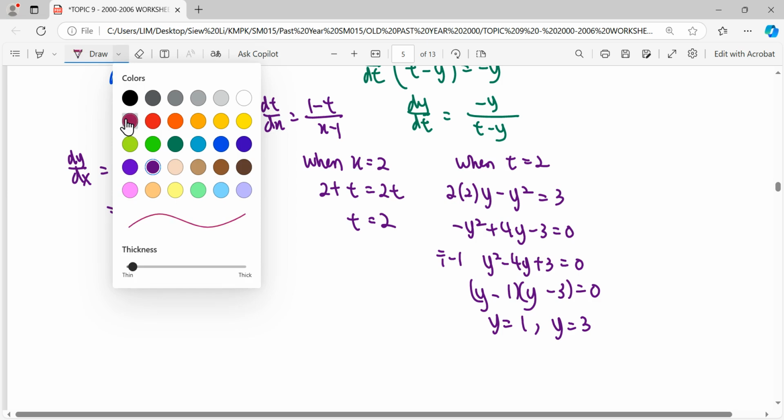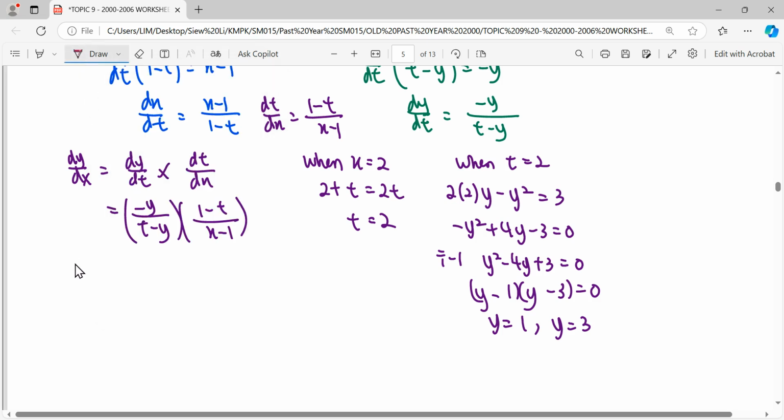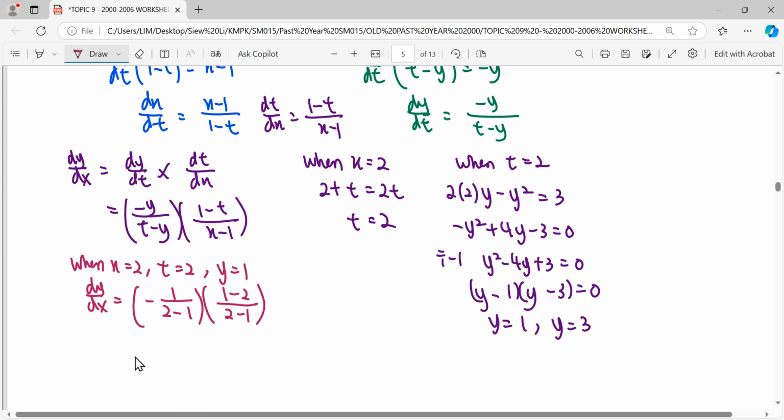Firstly, when x equals 2, t equals 2, and y equals 1. Then we find our dy/dx here. This is negative 1 over 2 minus 1, times, with y is 1, t is 2, x is 2. So here we have 1.